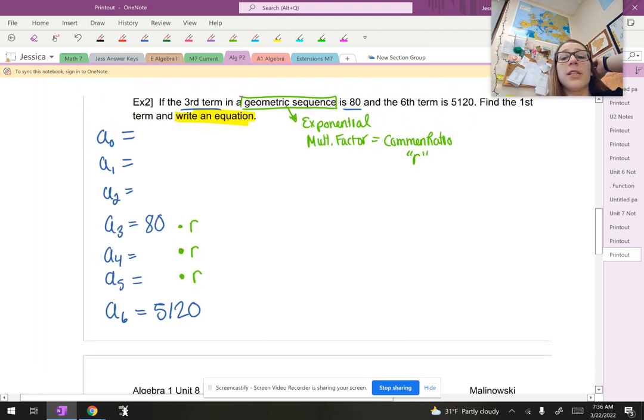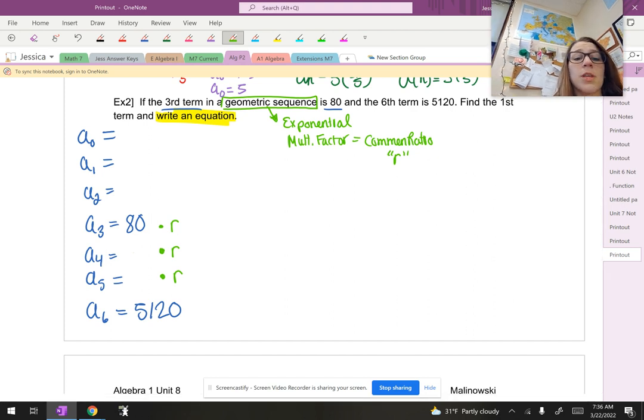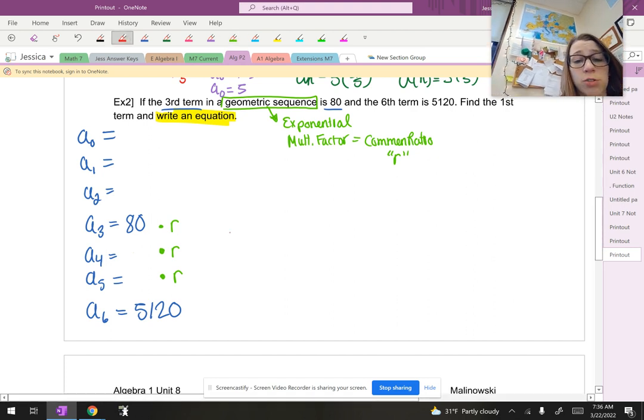Really easy to make the mistake here to think that, well, there's only two missing terms, I only need to multiply by r twice. But that is not the case. Think about it in terms of subtraction. In order to go from 6 to 3, 6 minus 3 is 3. That's how many of those r's, or if it's an arithmetic, how many common differences you're going to need. So I'm going to use this information right here to make the equation.